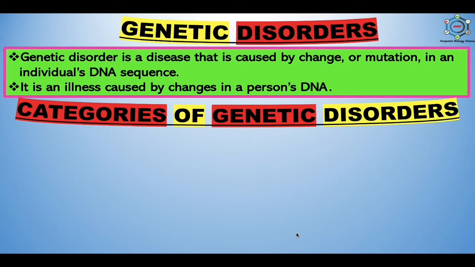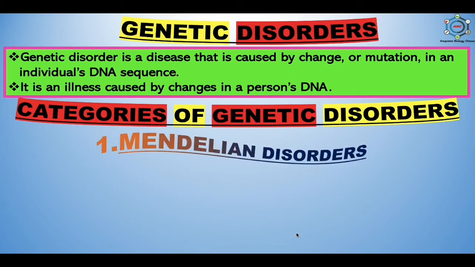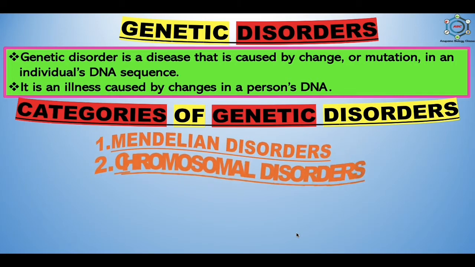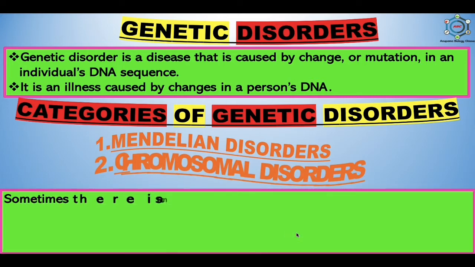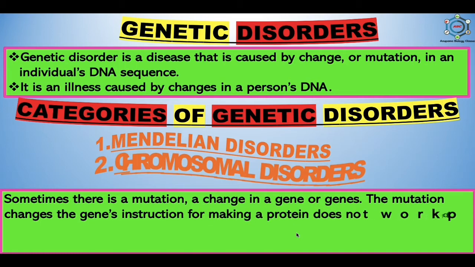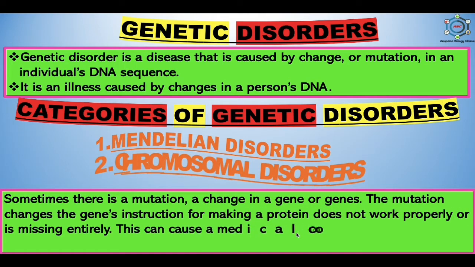Now, categories of genetic disorders. Genetic disorders can be grouped into two categories: the first one is Mendelian disorders and the second is chromosomal disorders. Sometimes there is a mutation, a change in a gene or genes. The mutation changes the gene's instruction for making a protein, so it does not work properly or is missing entirely. This can cause a medical condition which is known as a genetic disorder.